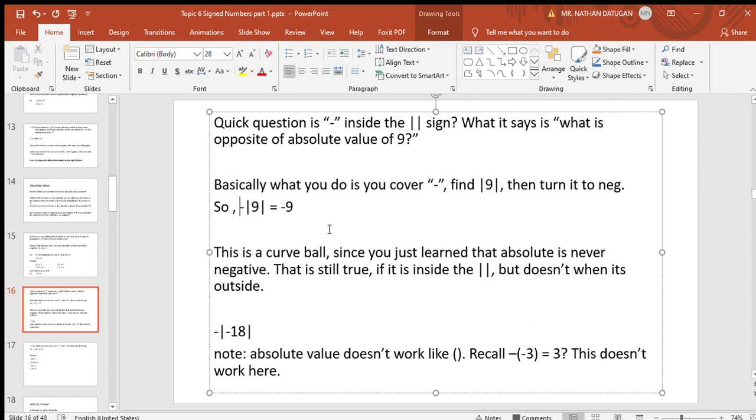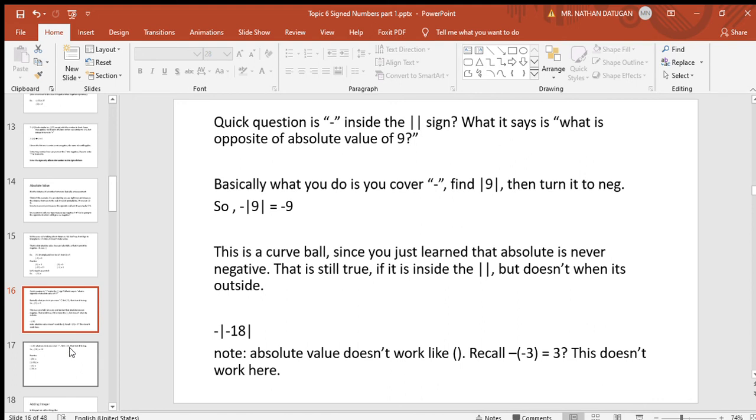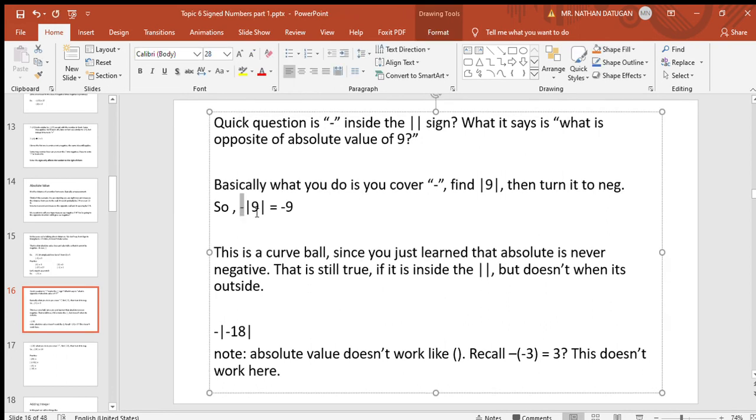I know this is a curveball, since I just told you guys that you're not going to get any negatives when we're talking about measurement. But the thing is, this part is not included inside of the absolute value sign. It is outside. So it still stands: the absolute value sign will always give you positive numbers, but this negative sign will turn that positive number into a negative number.